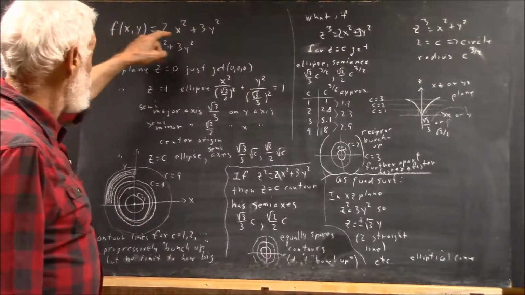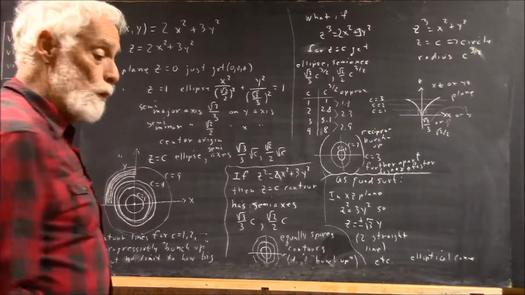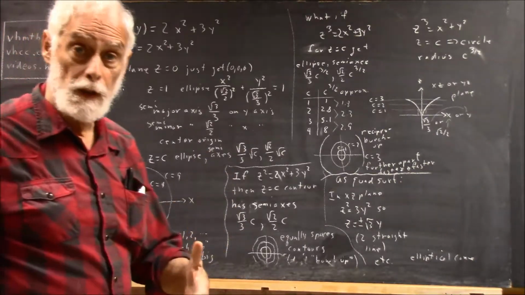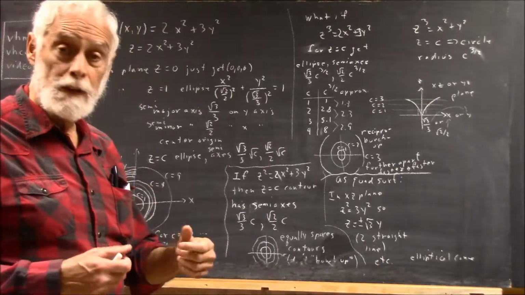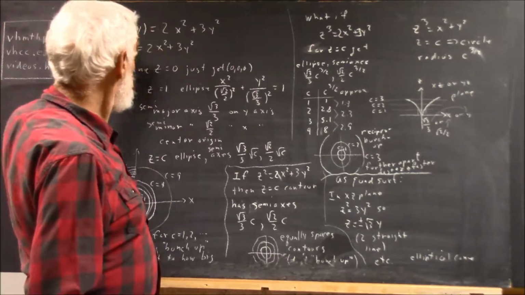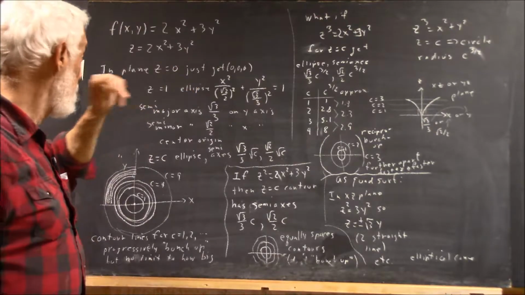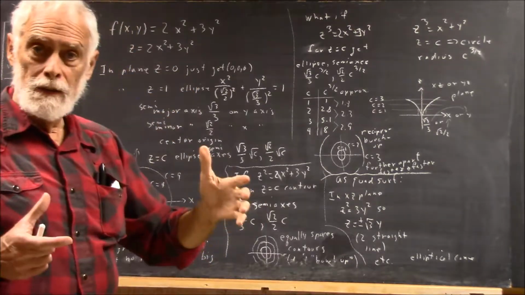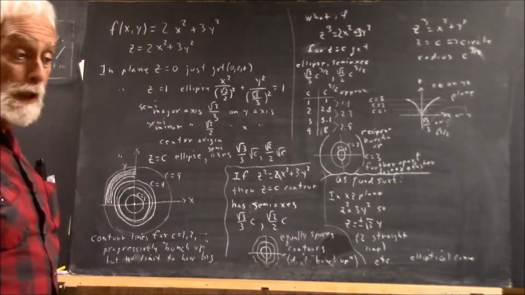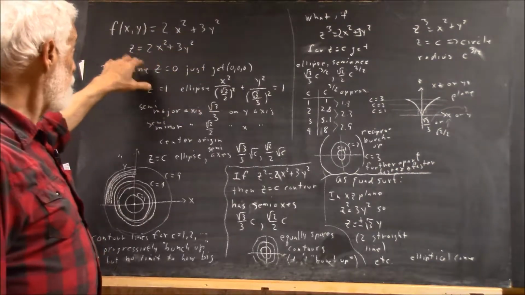If we have the function f of x, y equals 2x squared plus 3y squared, we can look at its contour lines, the contour lines of its graph. Its graph is going to consist of points in three-dimensional space. We're going to let z equal f of x, y, so we have z equals 2x squared plus 3y squared. That is going to give us an elliptical paraboloid.